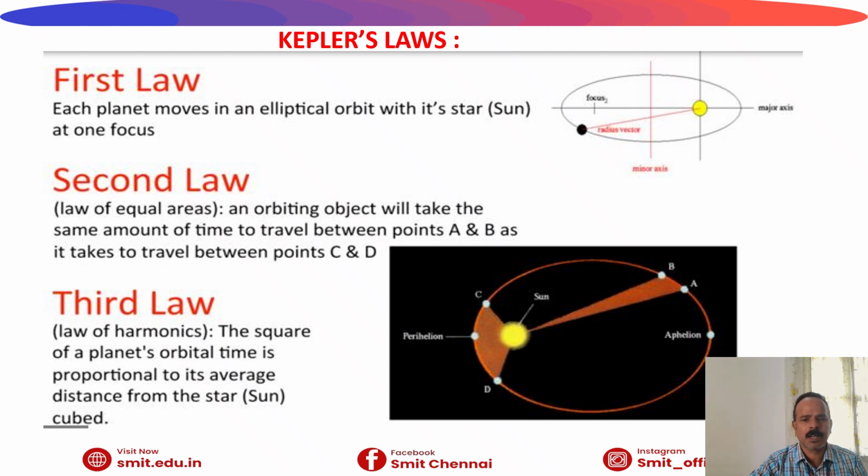In the second law, equal areas will be swept out in equal time. That is called the second law, the law of equal areas. The third law is nothing but a cube is equal to mu by n square. That is, the square of the planet's orbital time is proportional to the cube of the average distance from the star. That is the third law of Kepler.